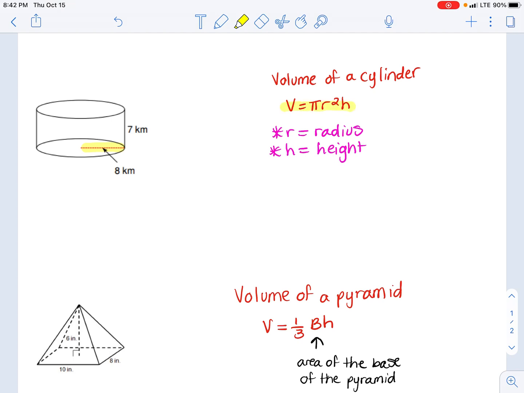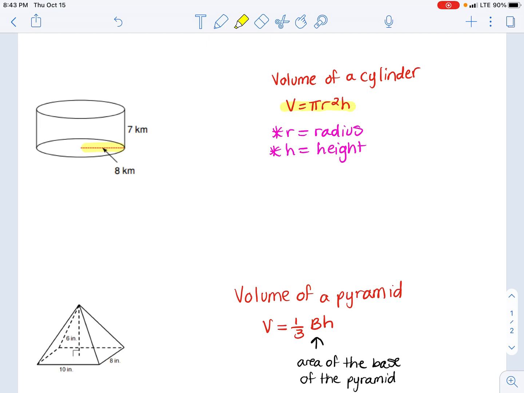V again is our volume, that's what the V means. Pi, we know, is a non-ending, non-repeating number that typically we round to 3.14. Our r, again, reminding you, is the radius of our circle, and h is the height. In this case, I'm talking about the height of the cylinder.